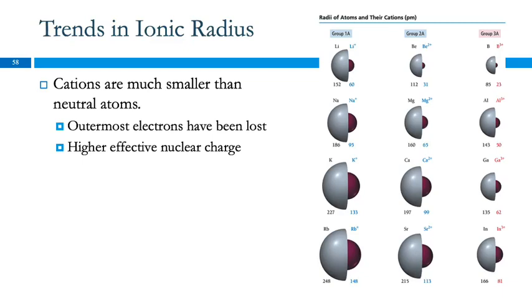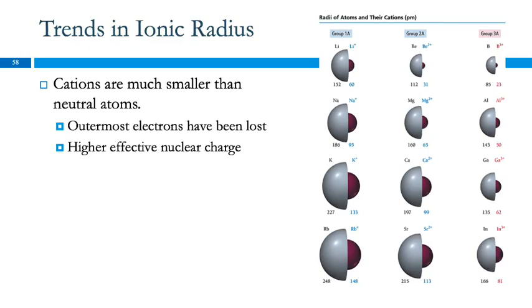So again, we're talking about ions here. We're going to look at trends in ionic radius. So to make a cation, you take electrons off. So is that going to make the atom larger or smaller? It's not a trick question. It's going to make it smaller, right? You take stuff off, it gets smaller. What is surprising is how much smaller the cation is.